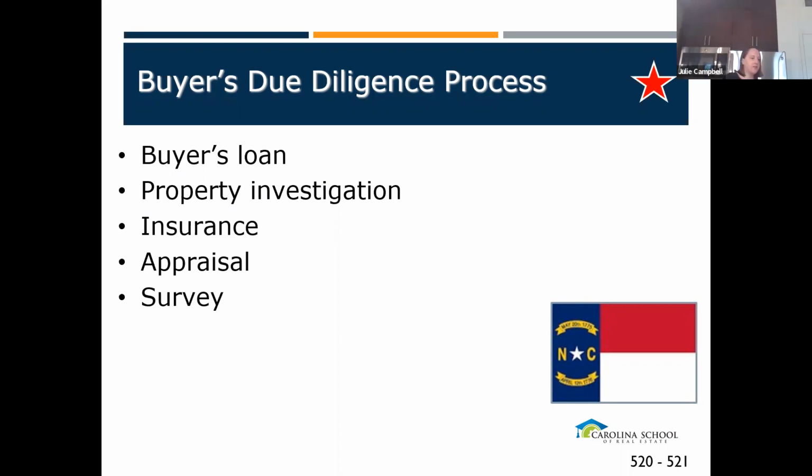All of the property investigation is done at the buyer's expense. The buyer pays for their inspections and investigations. It's known as their due diligence costs.